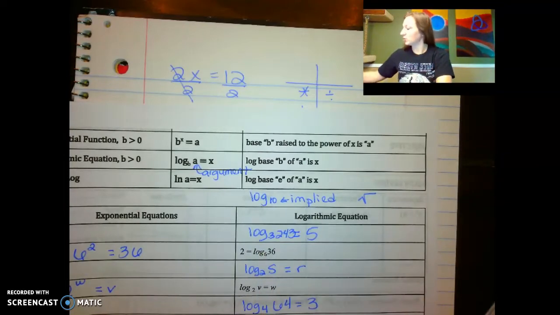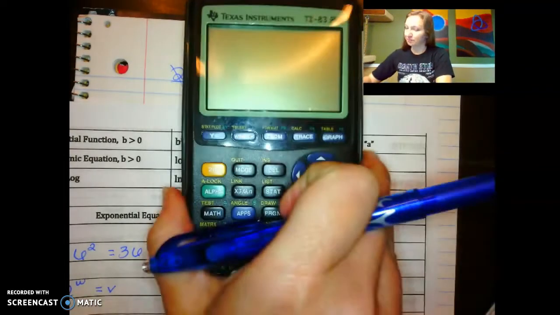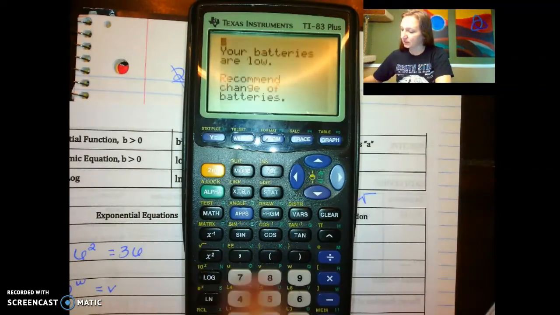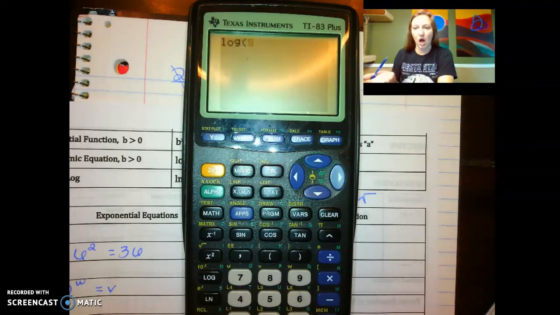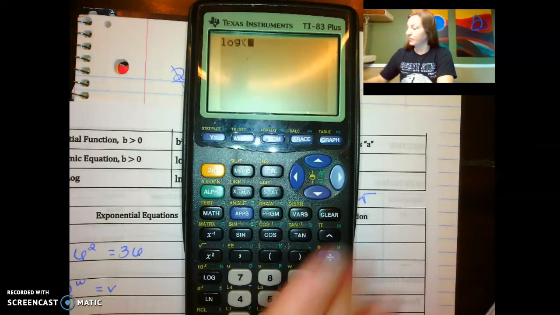Also, you probably have noticed that there's a log button in your calculator. Whenever you push this log button right here, that is implied a base 10 because base 10 is one of the most common ones, and so that is implied.